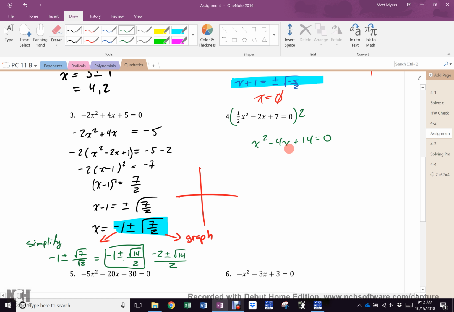Then check, does it factor? Doesn't factor. X squared minus 4x equals negative 14. Square that side, or half it and square it. What is it? Plus 4, x minus 2 squared equals negative 10. X minus 2 equals plus or minus root negative 10. Can I stop? Why? Doesn't exist.